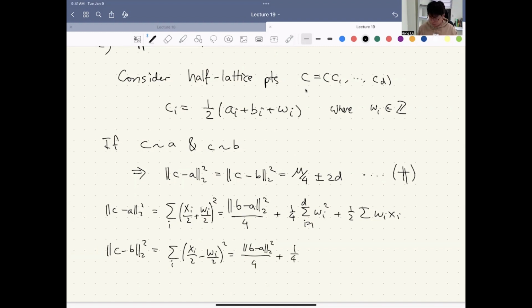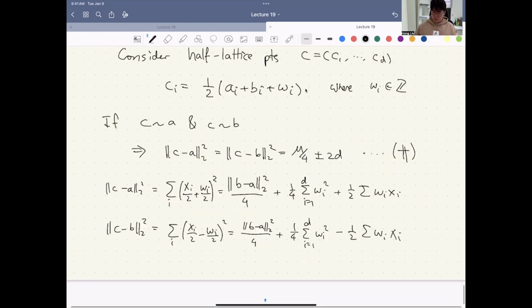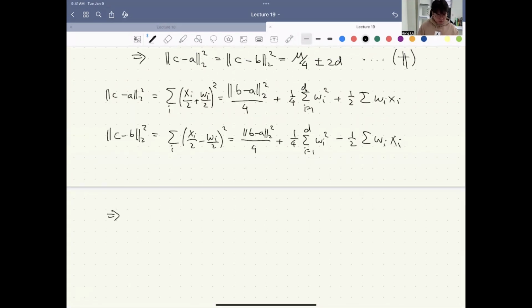Plus, this is the quadratic term, the square term. The cross term flips signs. Sum of these two, you get the sum of squares, so the cross term disappears.